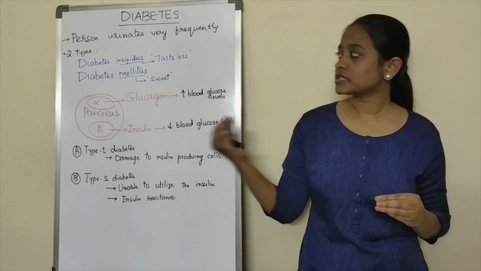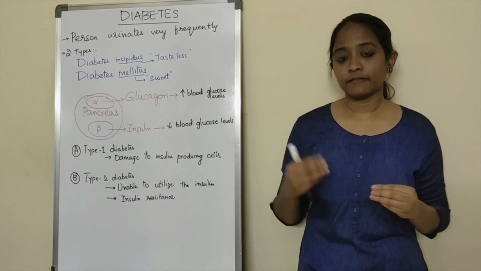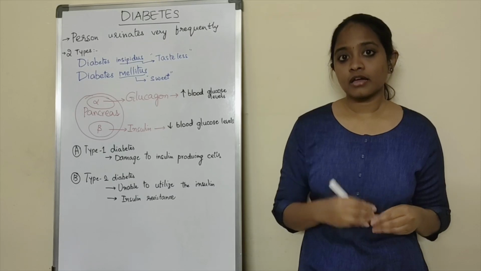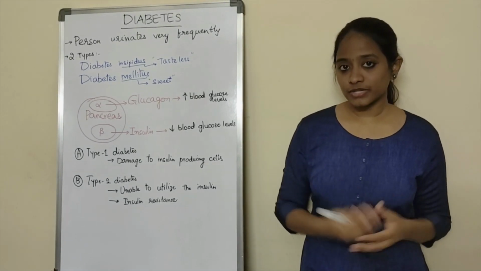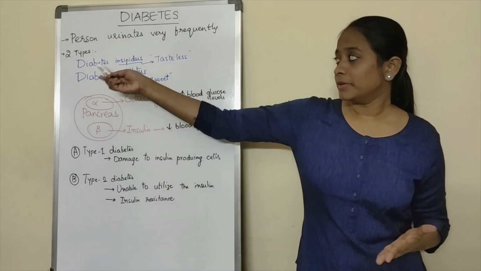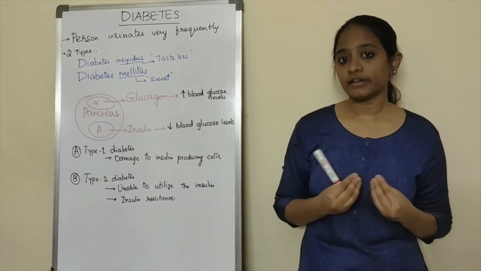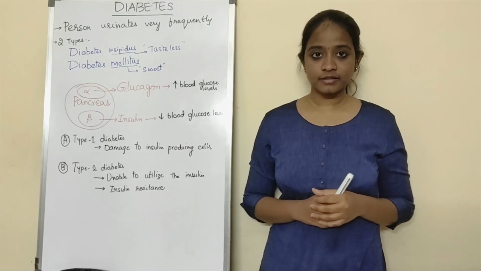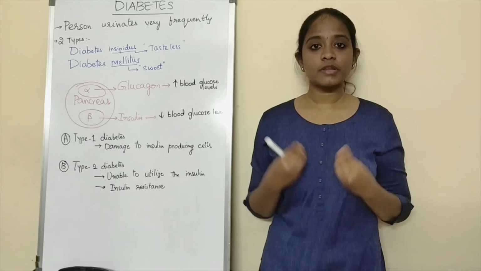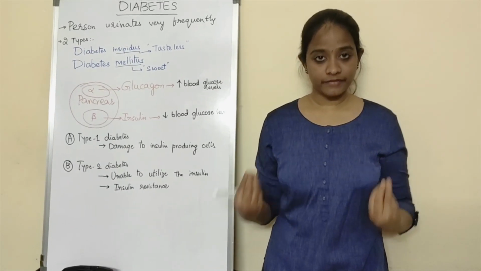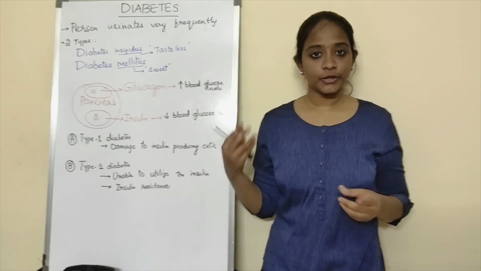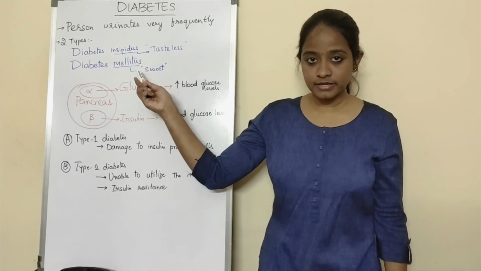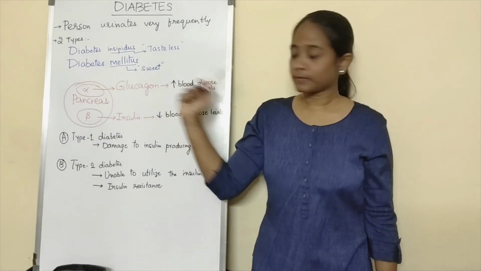So the person who suffers from diabetes insipidus excessively urinates, but he doesn't lose glucose in his urine, making his urine tasteless. That is the reason this condition is named diabetes insipidus. Insipidus in Greek means tasteless. The second type of diabetes is diabetes mellitus. Diabetes mellitus is a condition in which the person suffers from high blood glucose levels and the person loses glucose in the urine, making the urine sweet. That is the reason this condition is called diabetes mellitus. In Greek, mellitus means sweet.